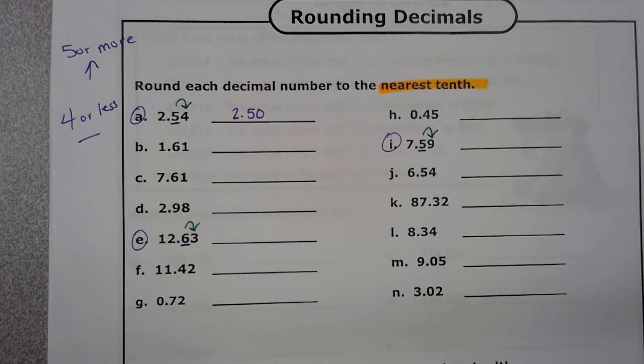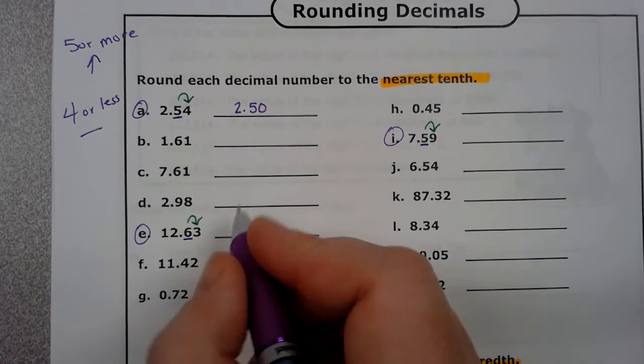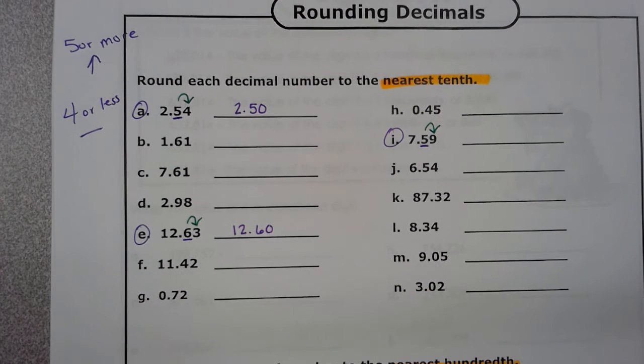Okay, 12 and 63 hundredths. The 6 is what we're rounding. We got to look to the neighbor, which is a 3. 3 is less than 4, so the 6 stays. So you get 12 and 60 hundredths.